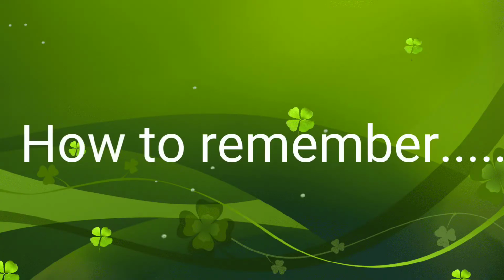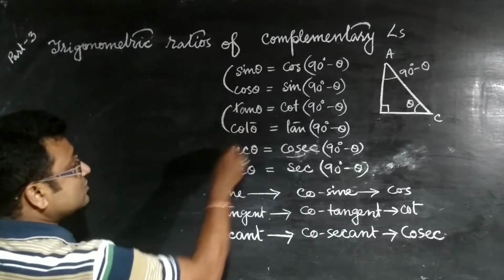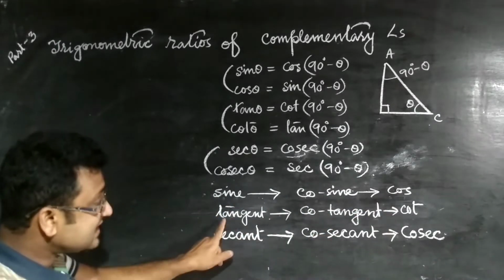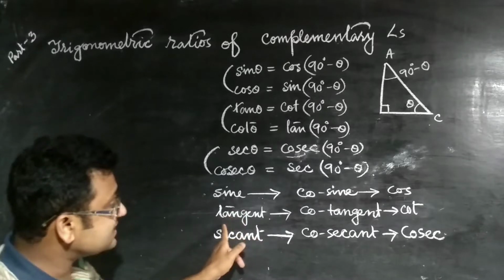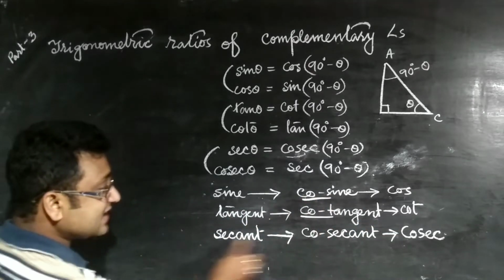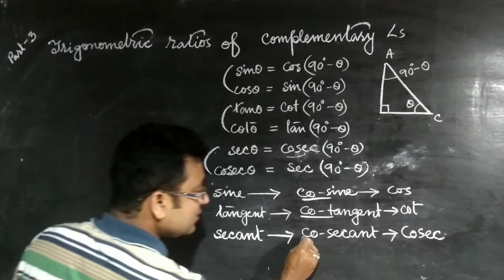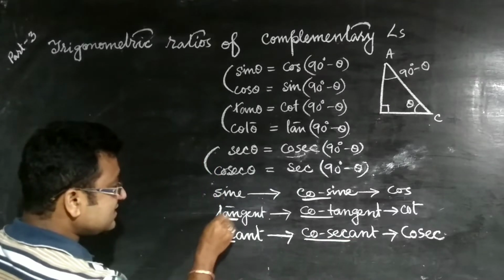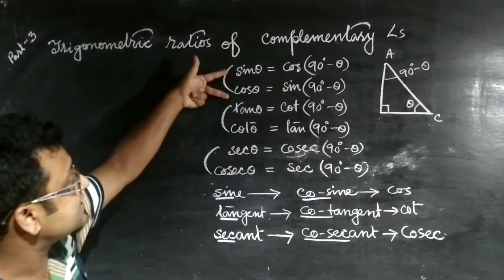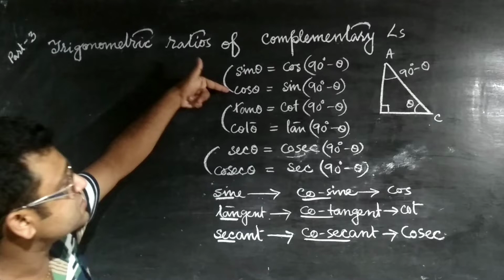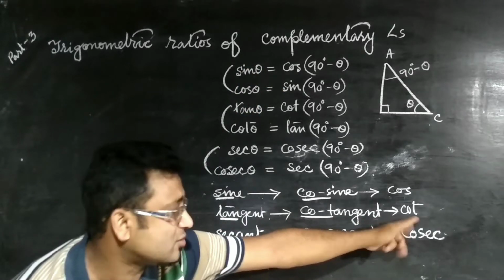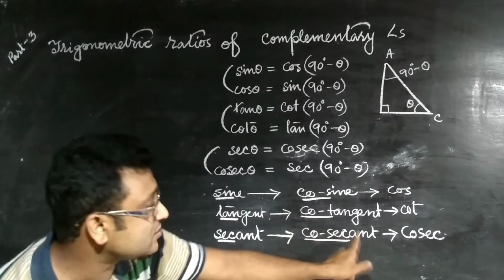How to remember? Just see sine and cos, tan and cot, sec and cosec. Sine, cosine, that means sine and cos are related. Tangent, cotangent, that means tan and cot are related. Secant and cosecant, so sec and cosec are related. Just see, so easily you can remember. If it is sine here, it will be cos. If it is cos here, it will be sine. Similarly, you can remember tangent and cotangent or cot, secant and cosecant or cosec.